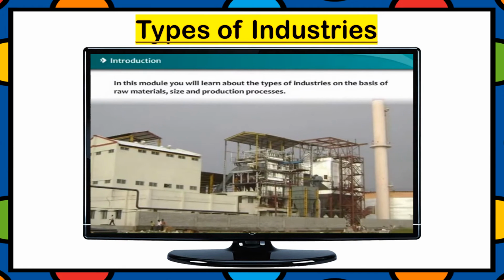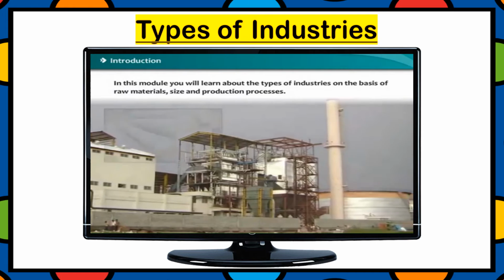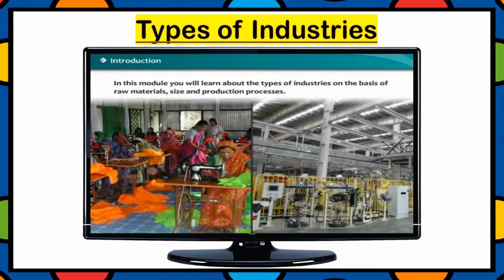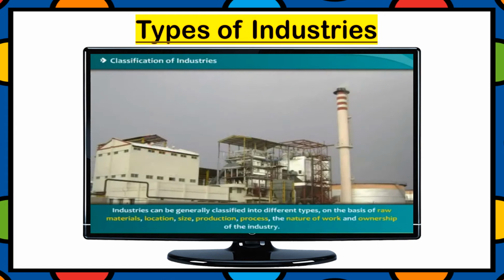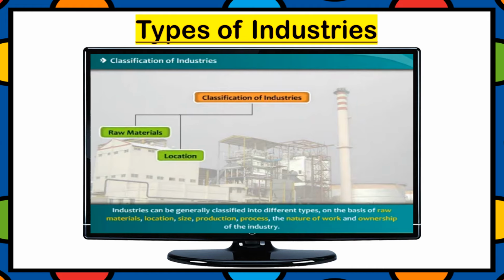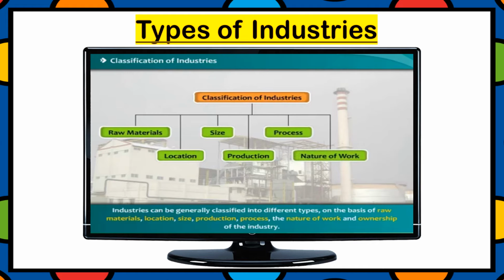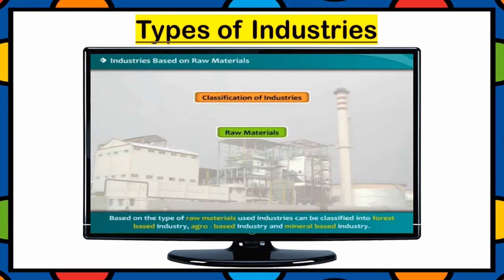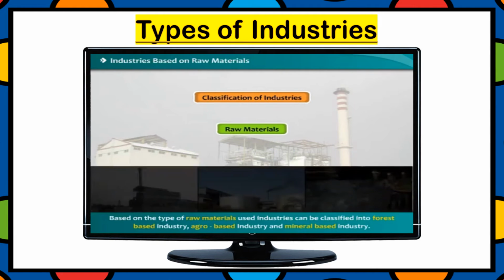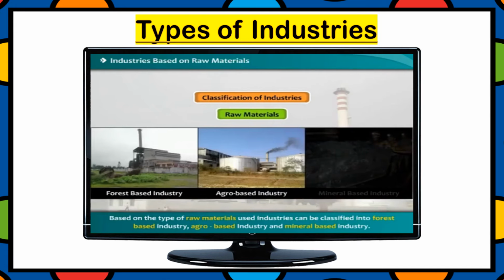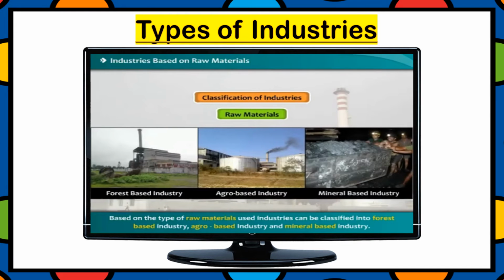In this module, you will learn about the types of industries on the basis of raw materials, size, and production processes. Industries can be generally classified into different types on the basis of raw materials, location, size, production process, the nature of work, and ownership of the industry. Based on the type of raw materials used, industries can be classified into forest-based industry, agro-based industry, and mineral-based industry.